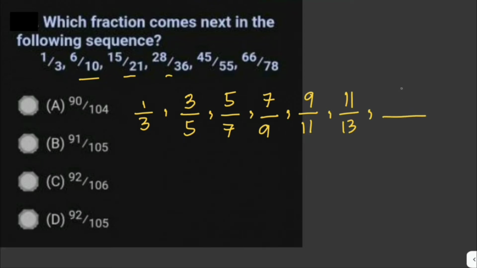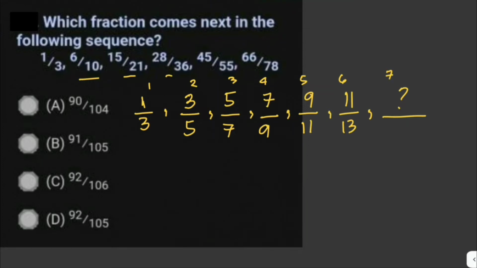And we don't know what the next fraction is. So have you noticed the pattern here? 1/3 was divisible by 1, this one by 2, 3, 4, 5, 6. So that means the next fraction should be divisible by 7.